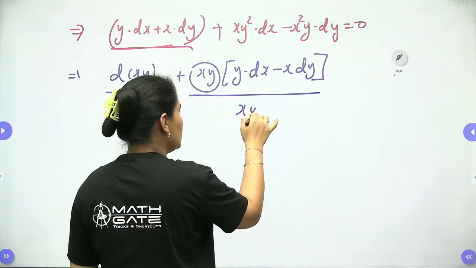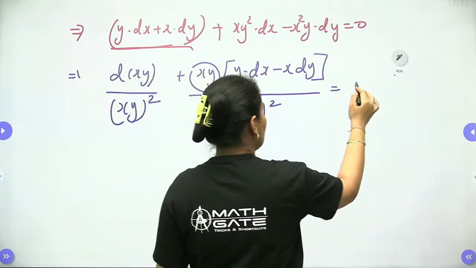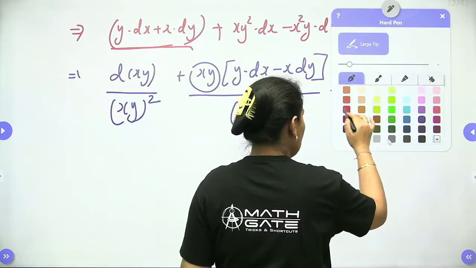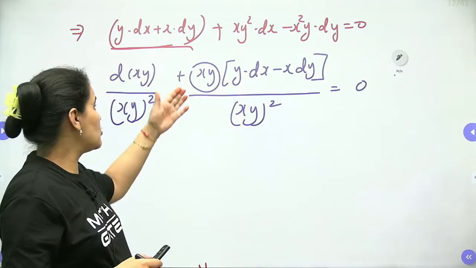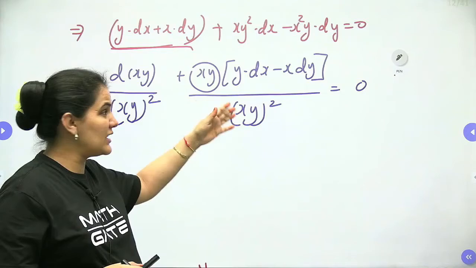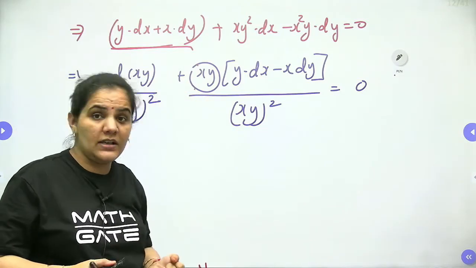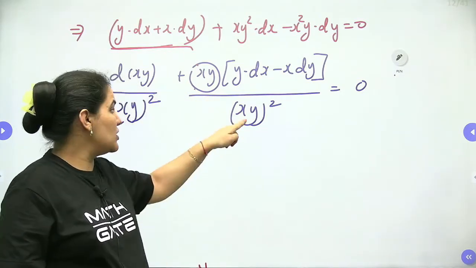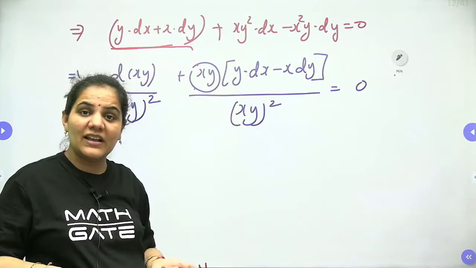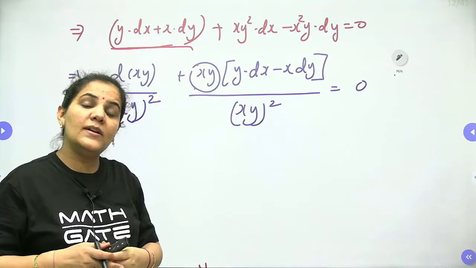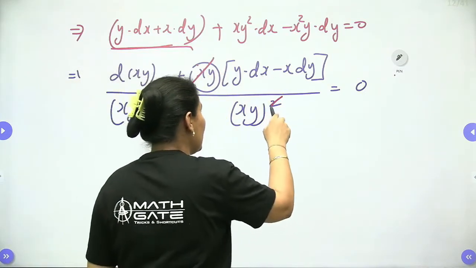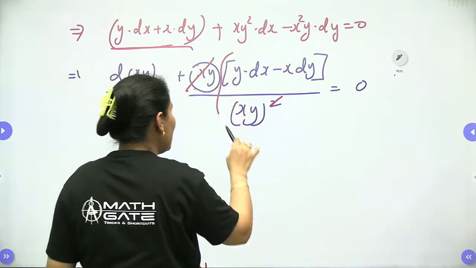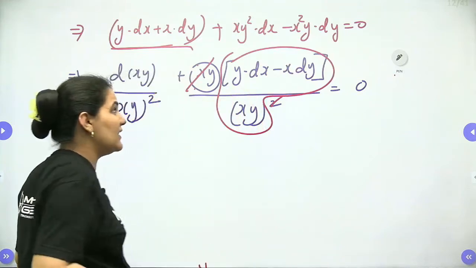Why am I approaching the xy? I will tell you. It is equal to 0. Why do I approach the xy only? Why don't I approach x square plus y square? Because when I approach the x square plus y square, what will happen to this xy? If I approach the y square only, what happens to this xy? But when I divide by xy whole square, the xy and xy will be cancelled out, and finally I get the second form also, my dear students.